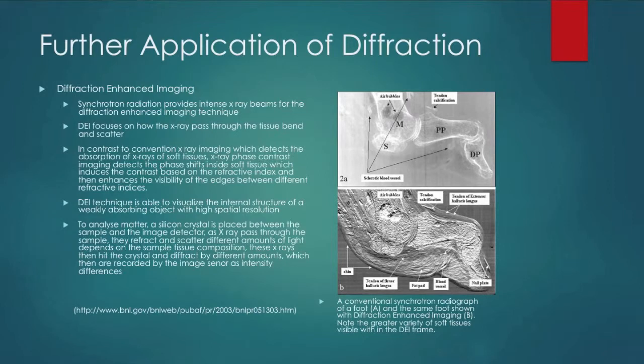And through mathematics and very smart computer algorithms, we are able to form a detailed image of the sample, and as demonstrated here, this is a conventional X-ray compared to a DEI, where we potentially will even be able to see tendons as well as bony structures, which is not really visible on conventional X-ray.